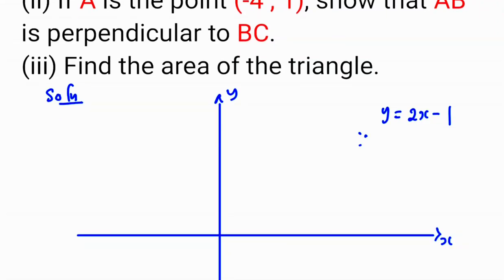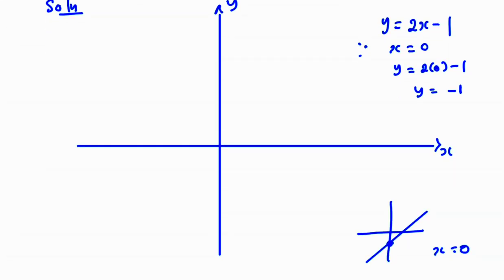So it therefore means that at this point x is equal to 0. Now if x equals 0, then y becomes what? 2 into 0 minus 1. So y becomes minus 1. Very important. So it means that y is at minus 1. Now let's say this place is minus 1, for example. So it means that the line passes through. Okay, let's have it this way.